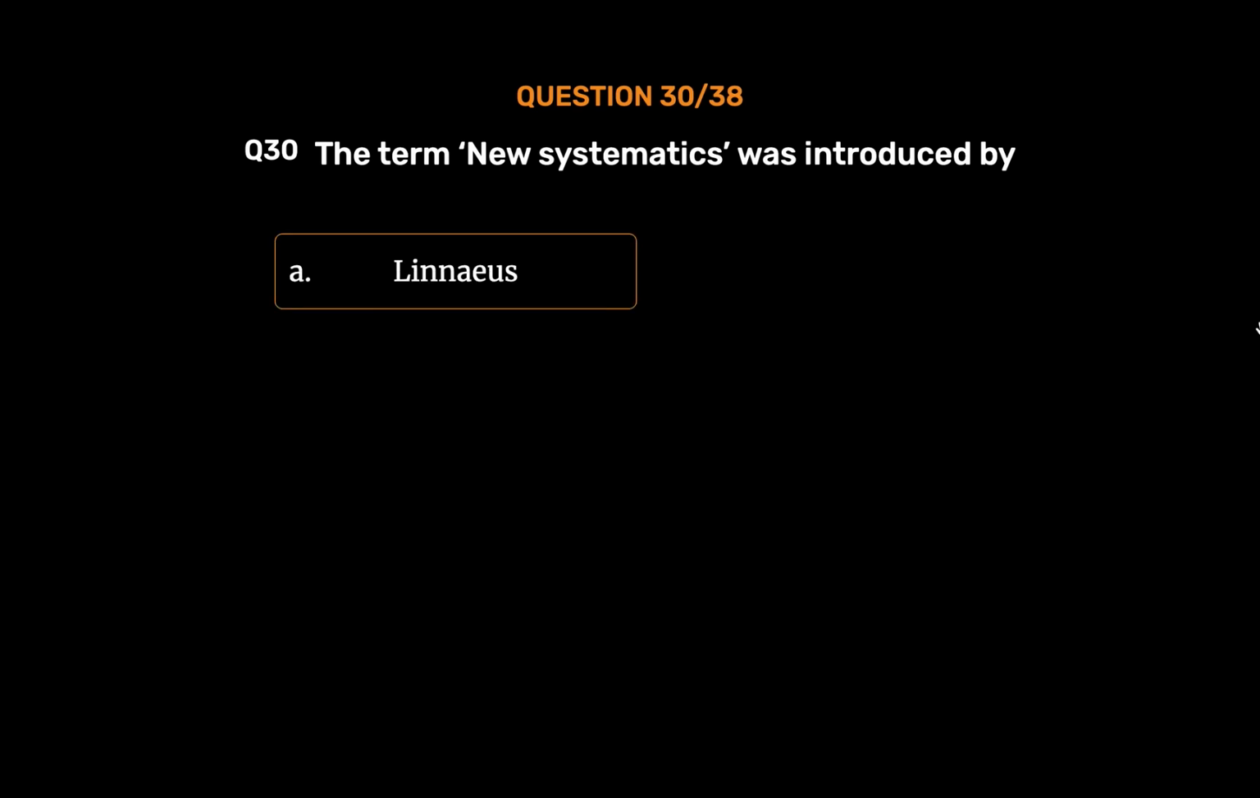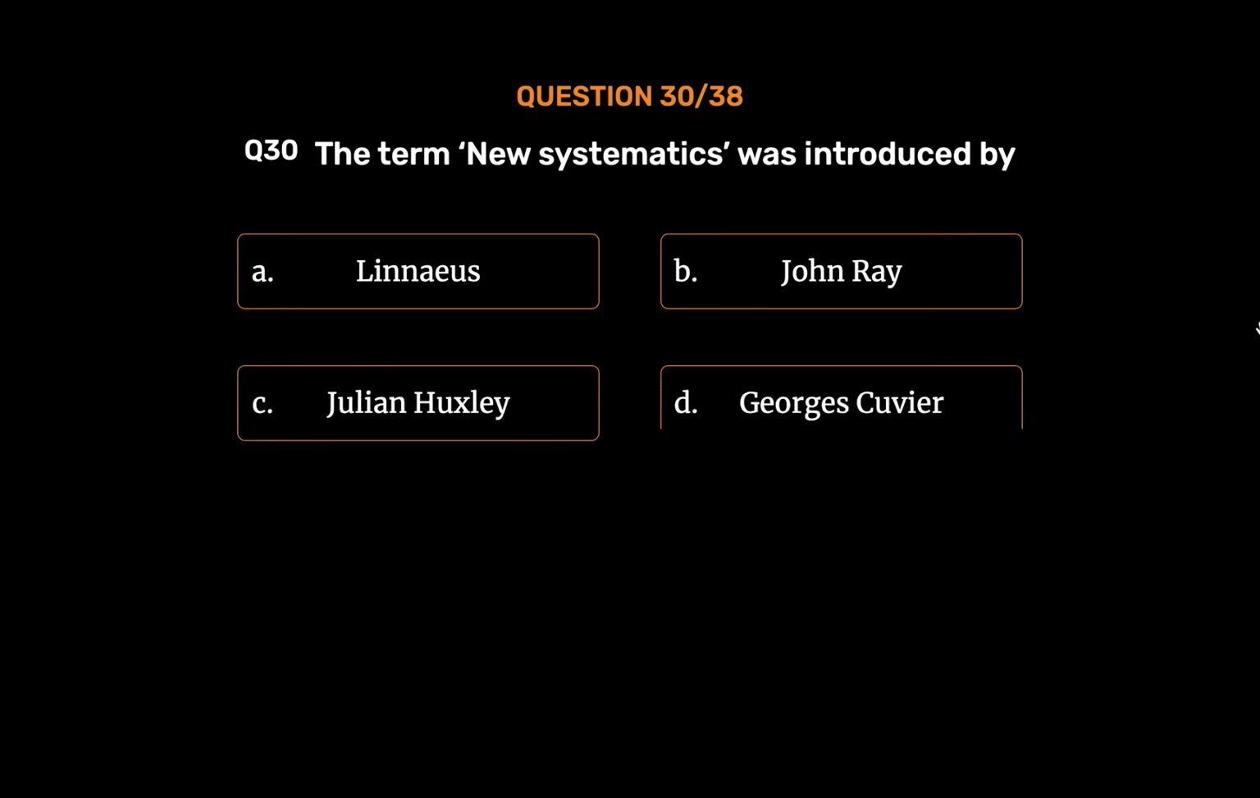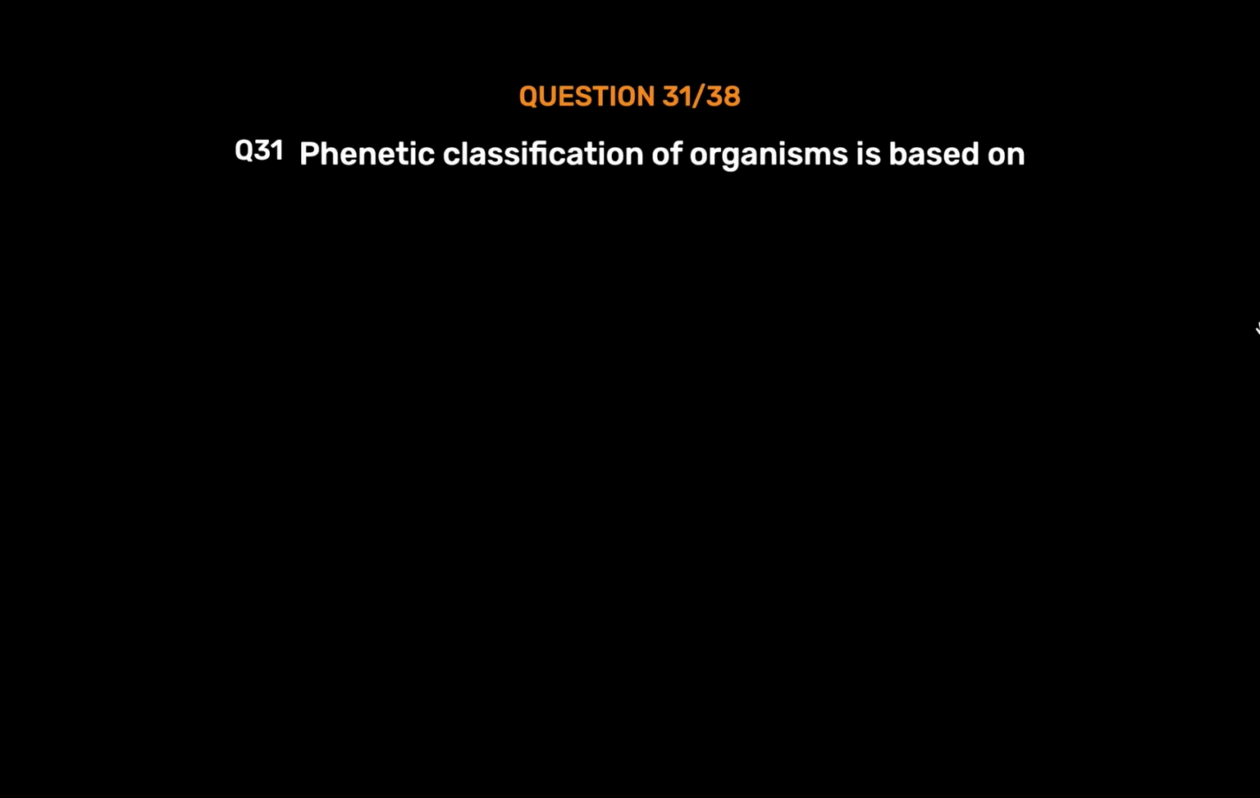Question number 30. The term new systematics was introduced by Option A. Linnaeus. Option B. John Ray. Option C. Julian Huxley. Option D. Georges Cuvier. The correct answer is Option C. Julian Huxley.